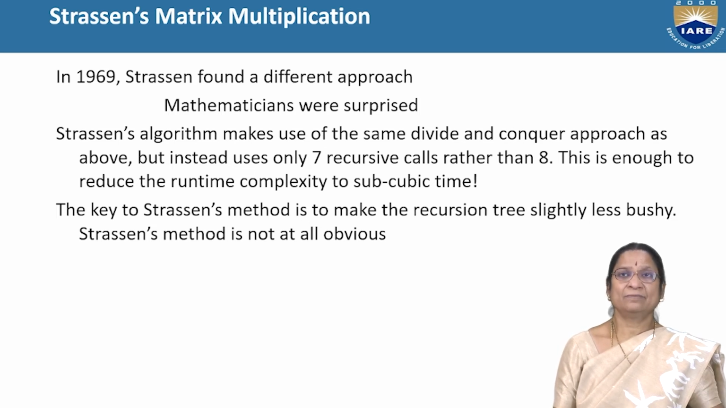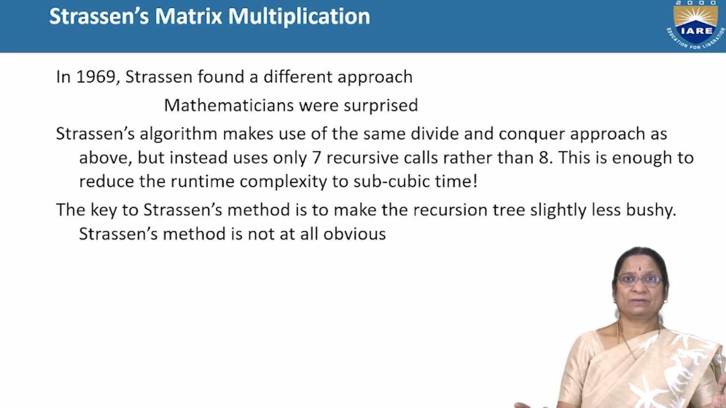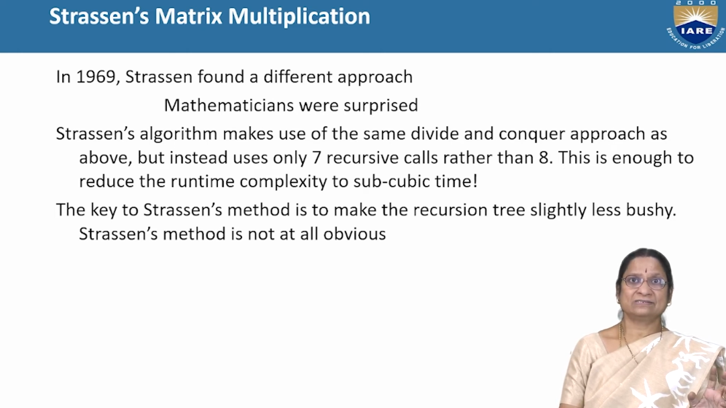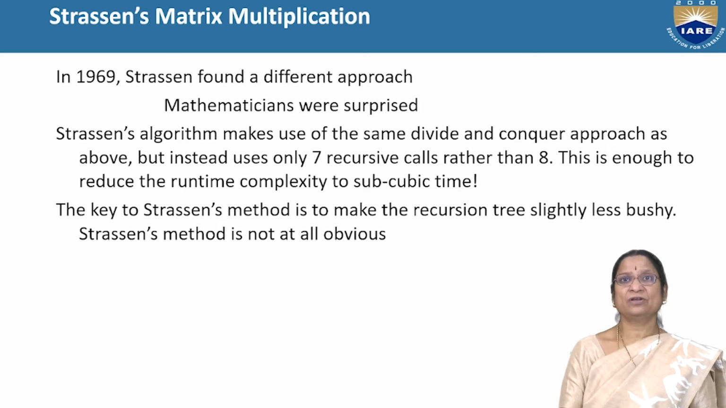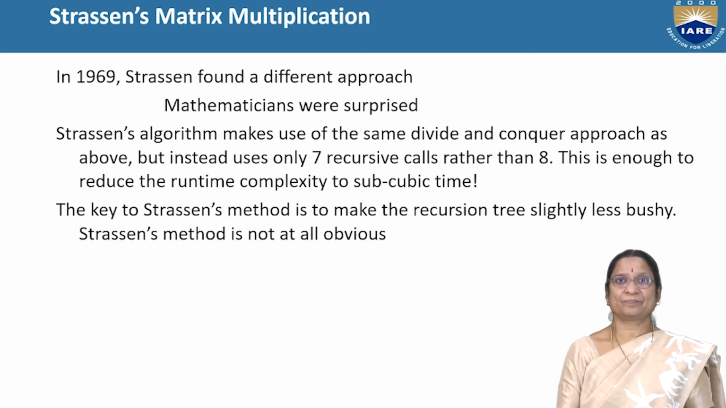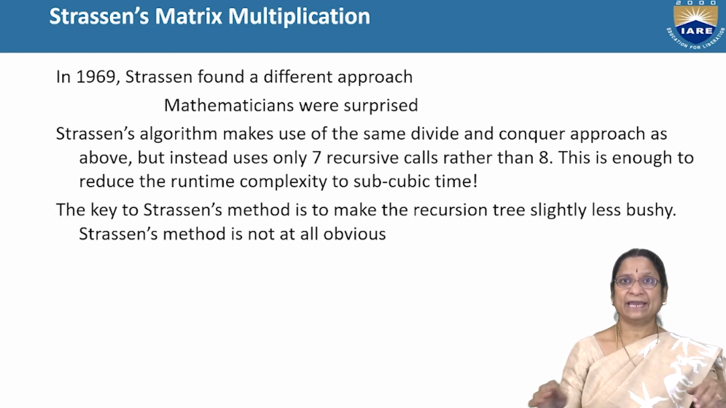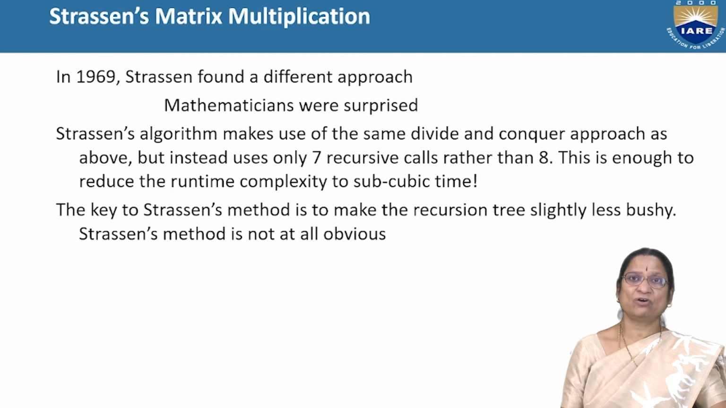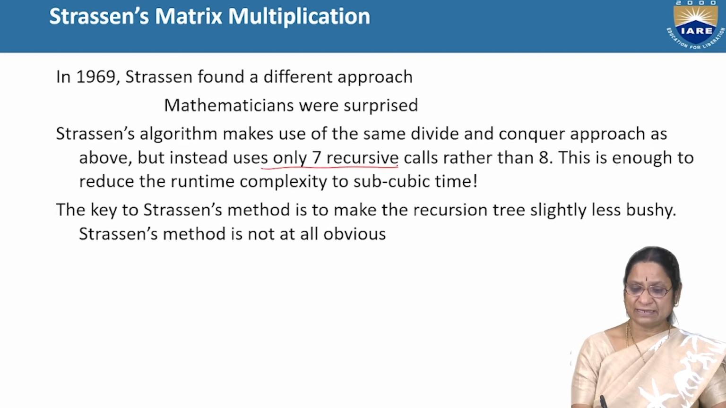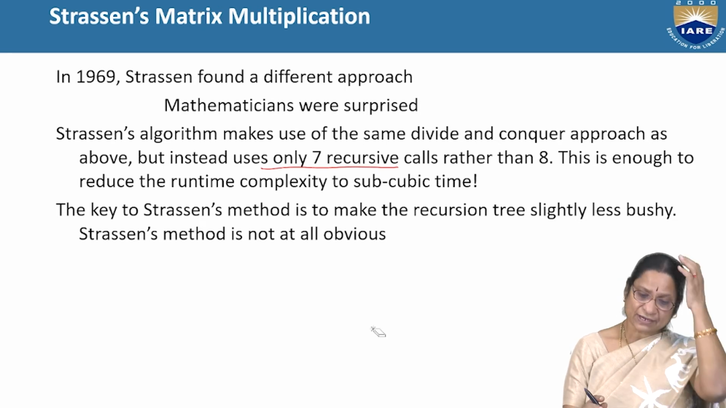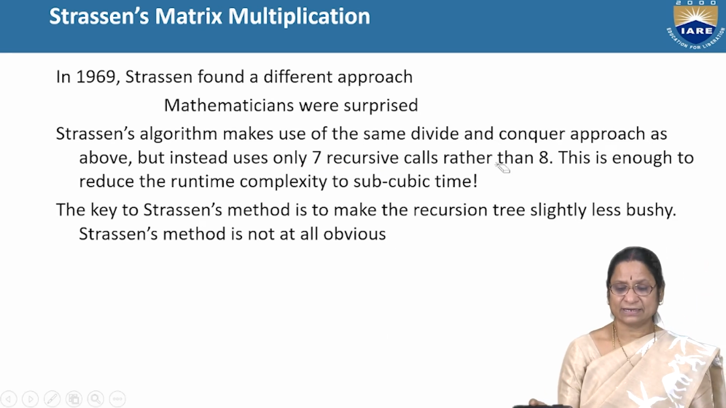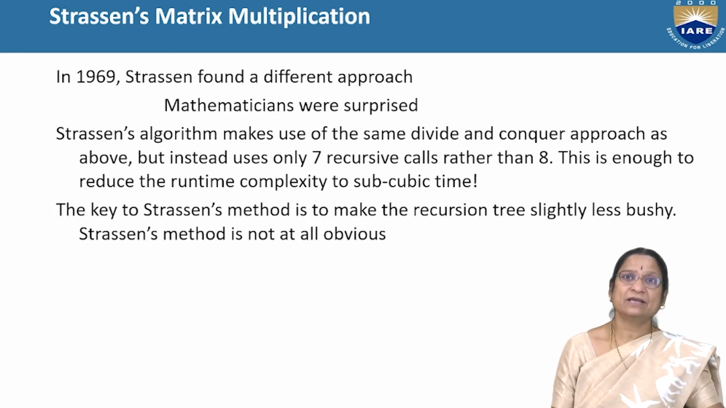Strassen's algorithm makes use of the same divide and conquer technique, which we just discussed. We have to consider the n value as representable as 2 power k and so on. Strassen also divided the matrix into submatrices of up to size 2 by 2. But instead of using 8 multiplications, that is 8 recursive calls, Strassen uses only 7 recursive calls rather than 8. That is, one recursive call was reduced by Strassen's multiplication technique.